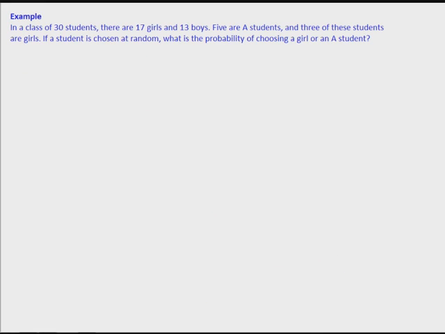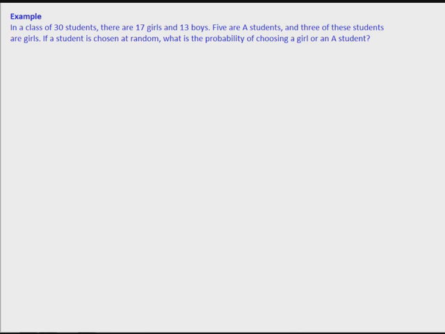Moving on. In a class of 30 students, there are 17 girls and 13 boys. 5 are A students and 3 of these students are girls. If a student is chosen at random, what is the probability of choosing a girl or an A student?